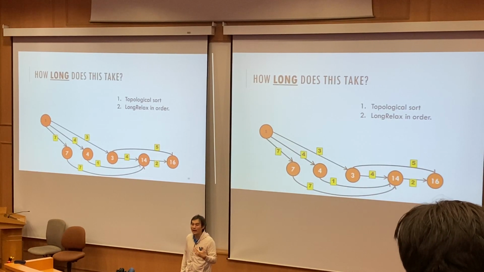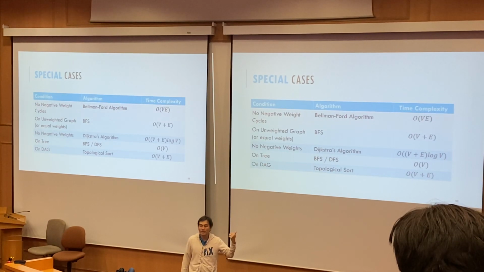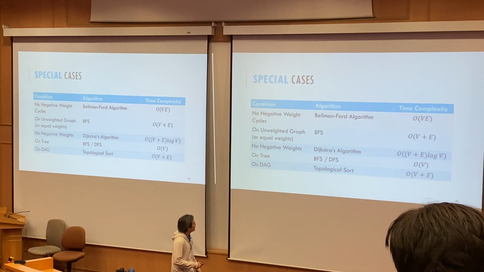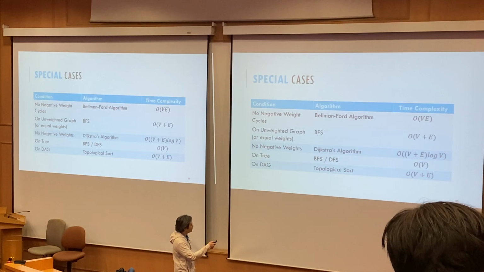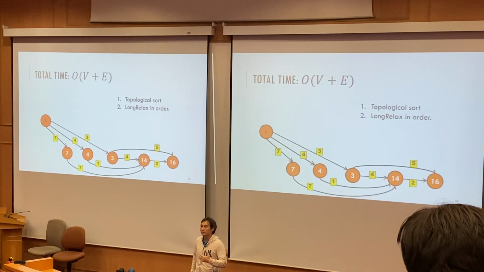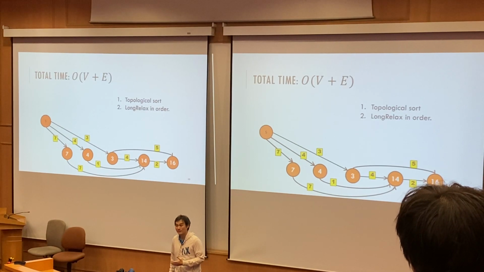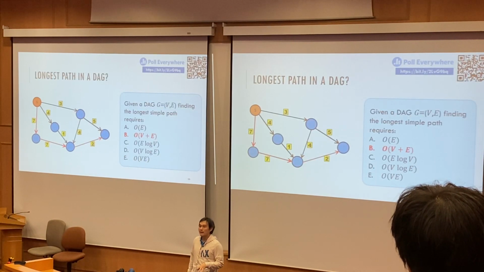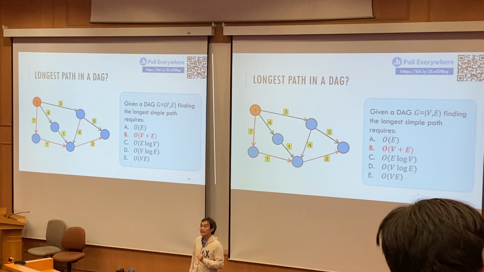E, right? So if you do that, you go back to your special cases and you look in the DAG topological order, that takes V plus E time. And so the total time will be V plus E. Okay? So that's the longest path in the DAG. It takes V plus E time.